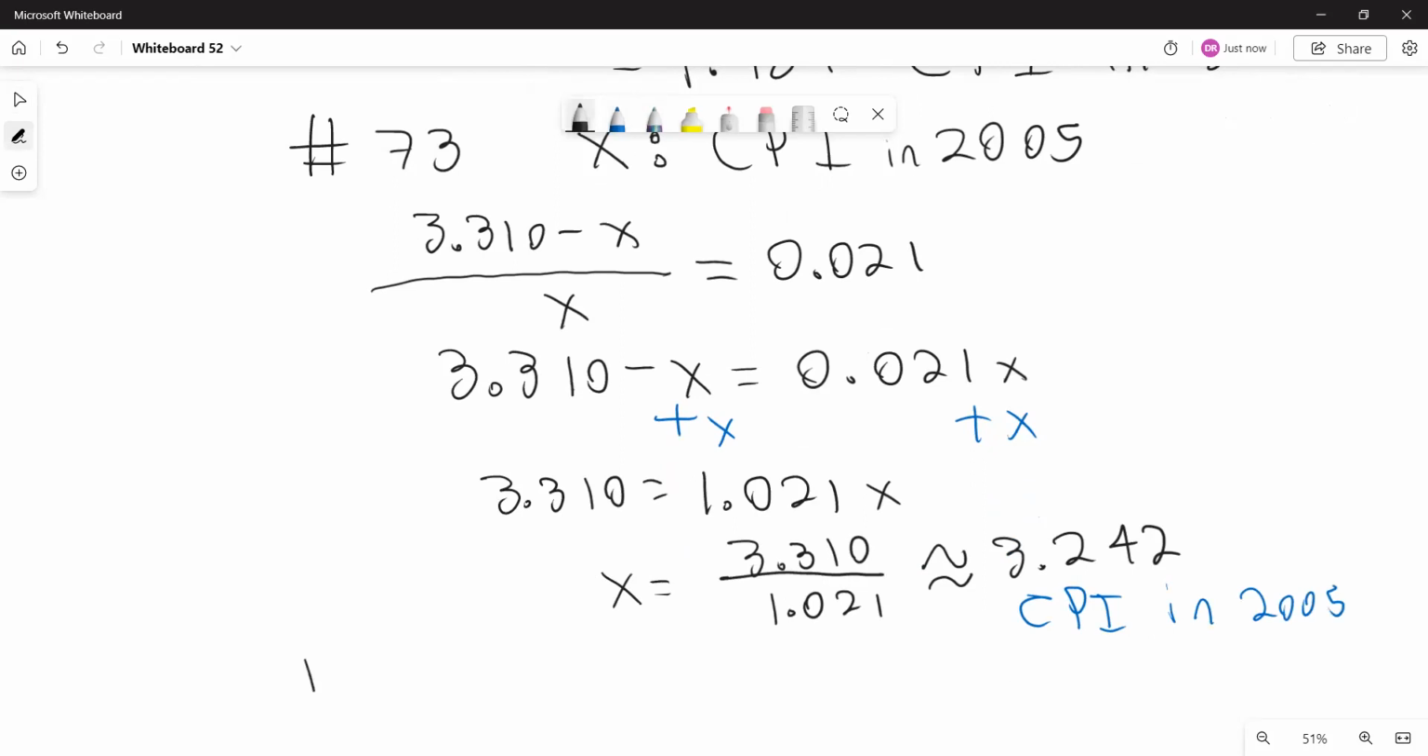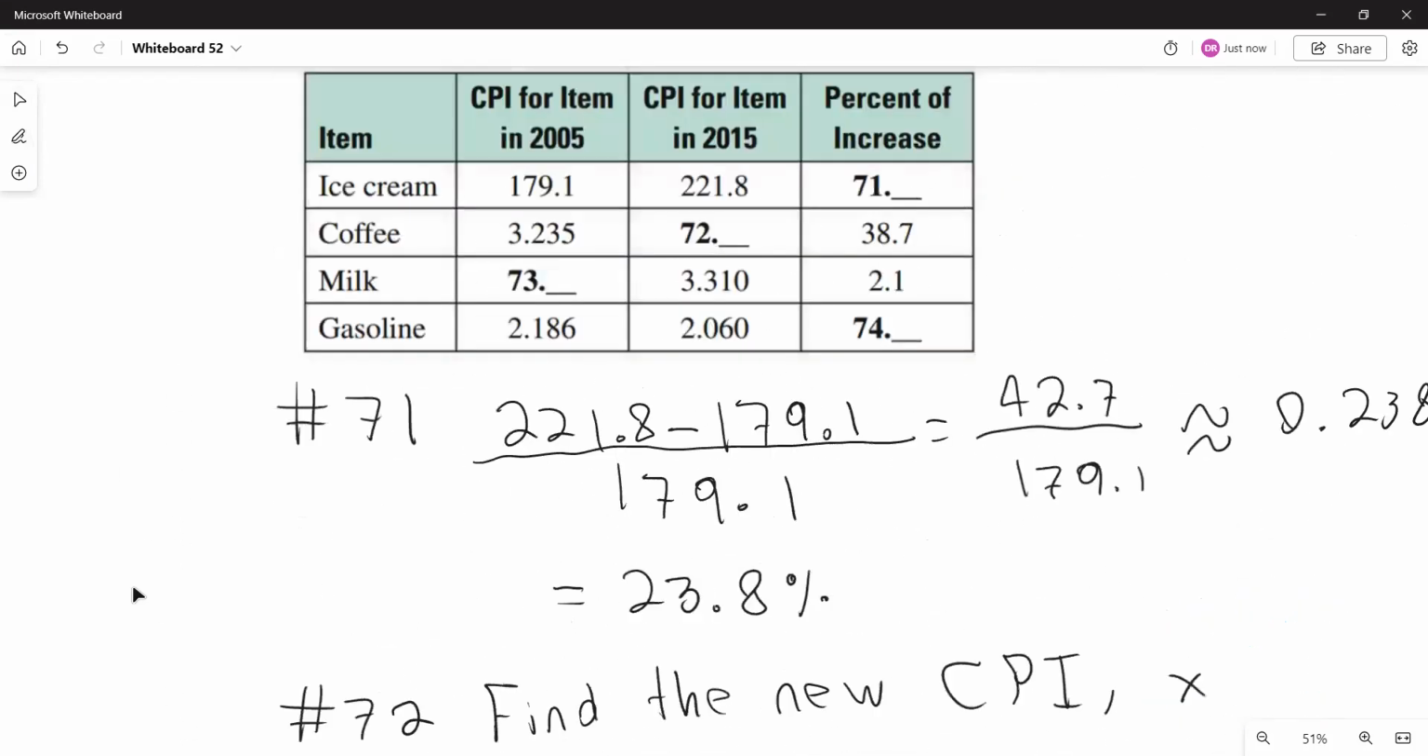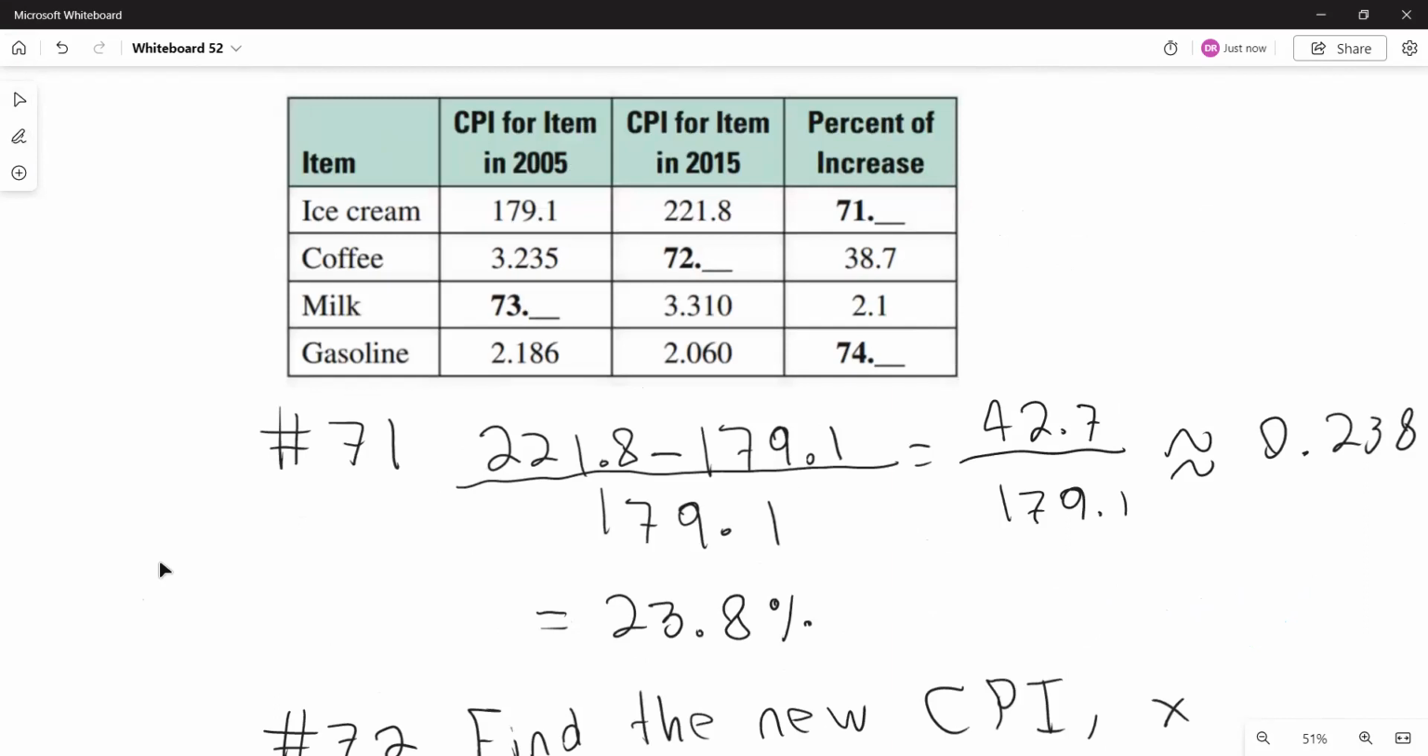And the last one is very similar to the first one. It's very similar to 71. You know the base CPI and the new CPI. It's only that the percent of increase is going to be negative. It's going to be negative because the CPI for gas actually decreased in those 10 years. Between 2005 and 2015, the gas prices decreased.